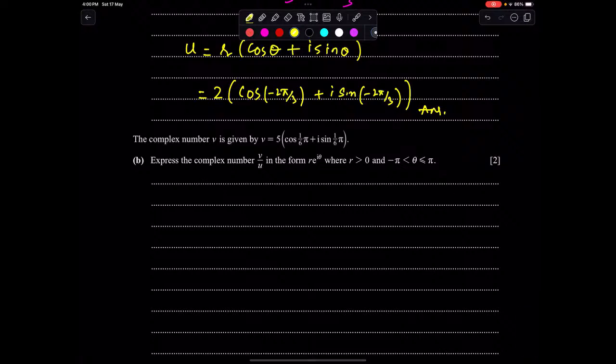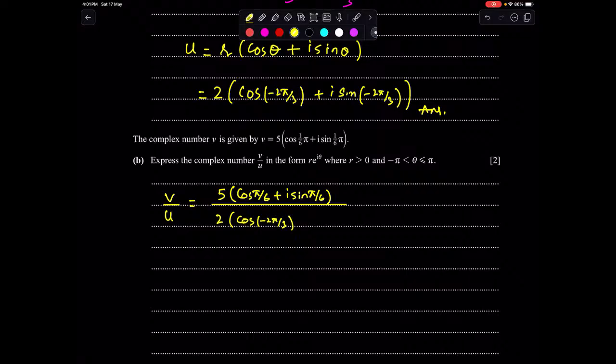The complex number v is given by this. Express v upon u. So v is 5 cos pi by 6, i sine pi by 6, and u is 2 cos minus 2 pi by 3 plus i sine minus 2 pi by 3.